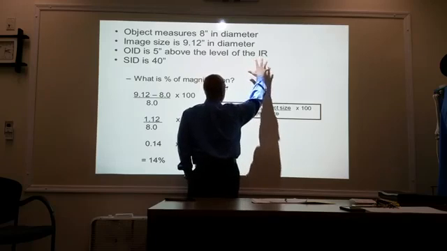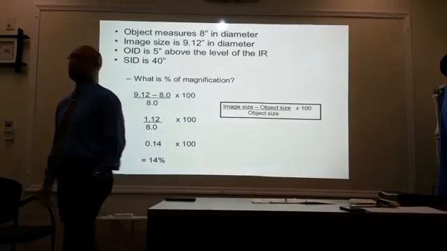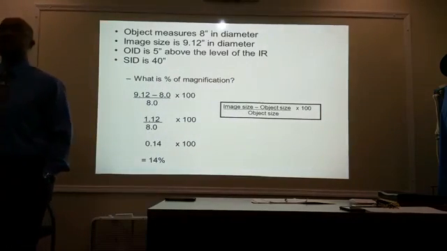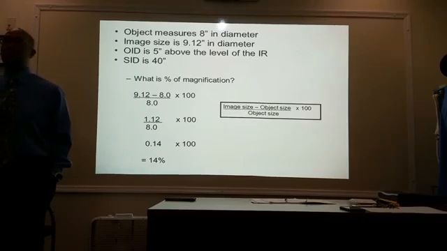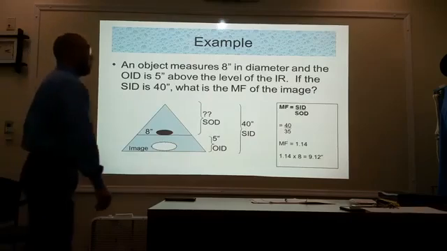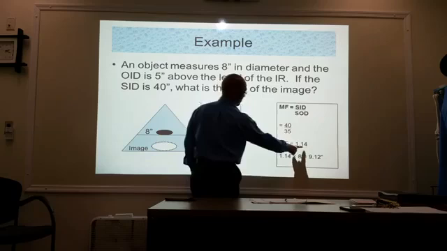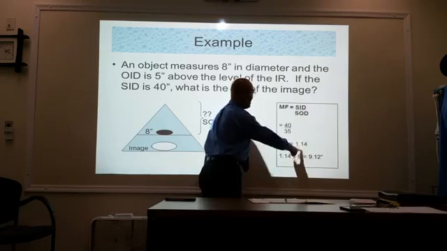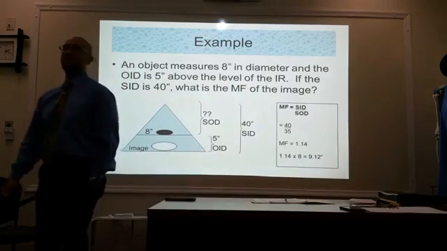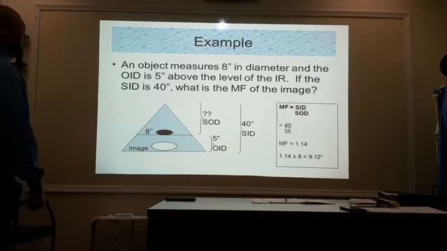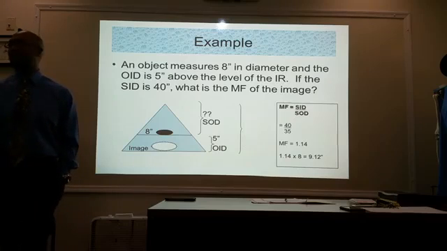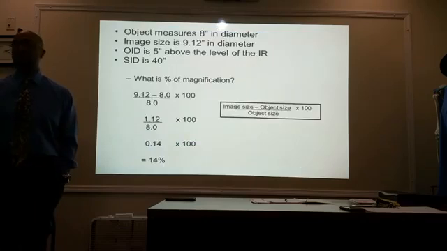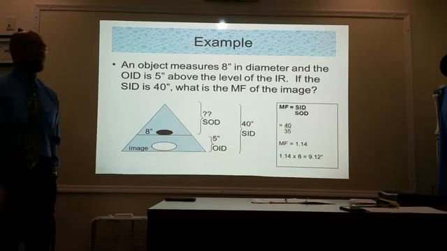Okay? It grew by 14%. You guys want to know an easier way of doing this? You guys ready? It's magic. 14%. You can do it by simply doing SID over SOD. Okay? It grew by 14%, 0.14. You guys see that? I just skipped all this. 14%. It's already there. It's for you.